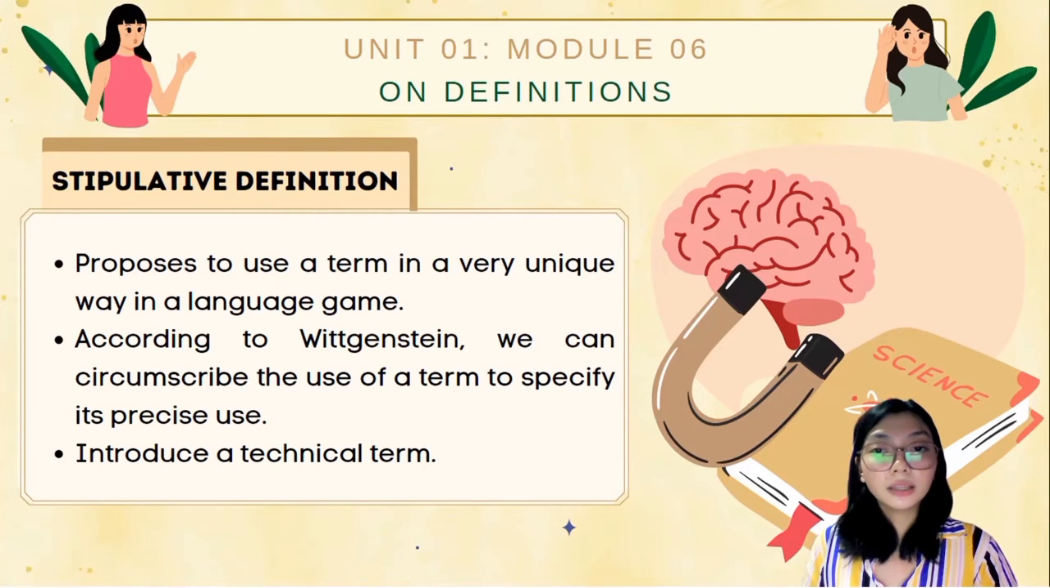circumscribe the use of the term. By this, we can simply put that we can specify a precise definition or the use of the term in a specific purpose that we may use it. As such, stipulative definition is often utilized in introducing a technical term.